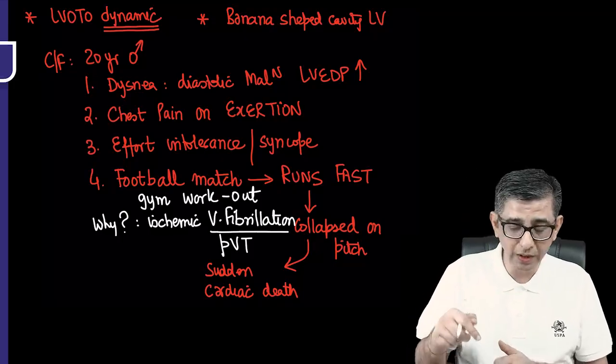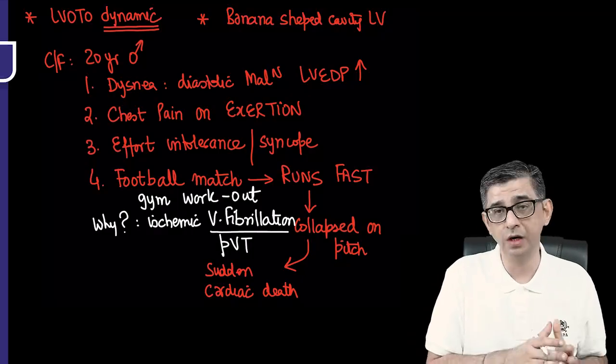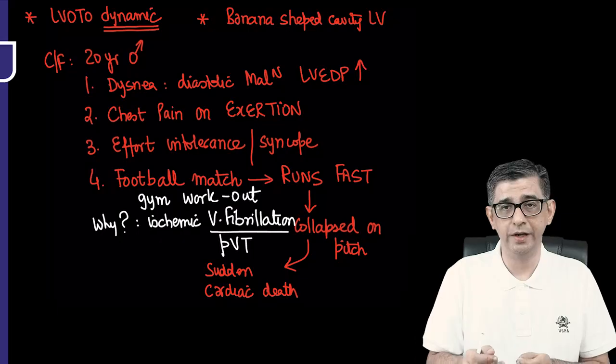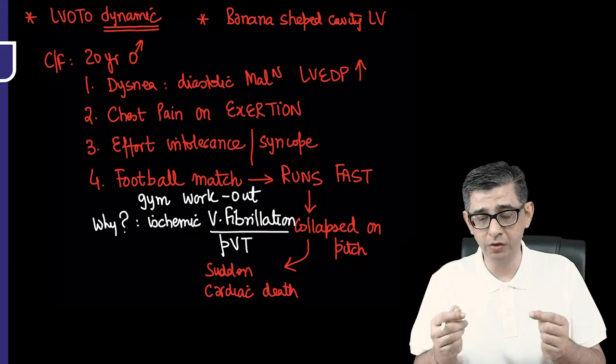The reason for this is again ischemic ventricular fibrillation, because there is useless muscle in the heart. It consumes more oxygen, does not contribute anything to the cardiac contractility. It's just the useless cardiac muscle sitting there eating up more precious oxygen.